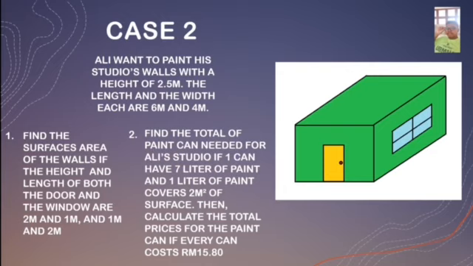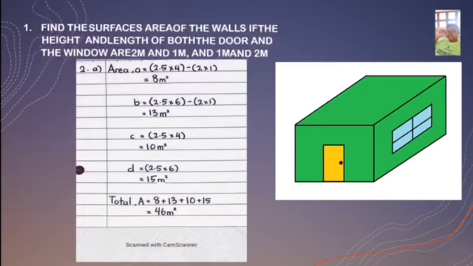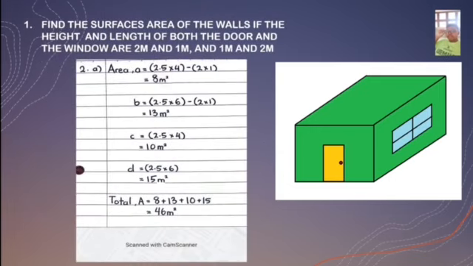To answer the first question, we need to calculate all the area for the wall in this. We will label them as A, B, C, D. The wall A, which has the door, is 2.5 times 4 minus 2 times 1 for the door. The answer is 8 meters squared.